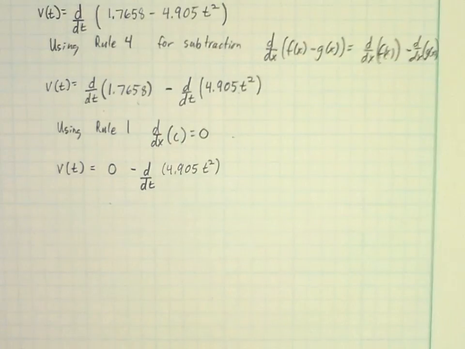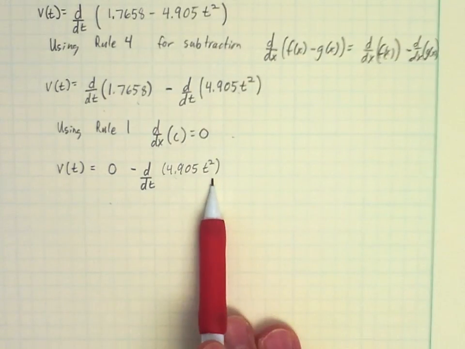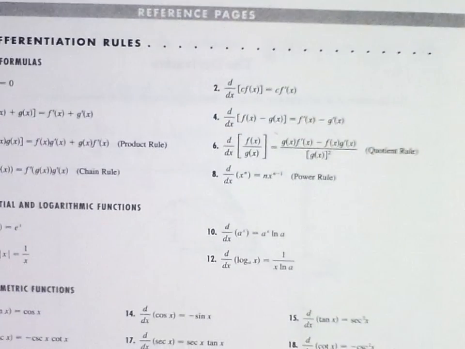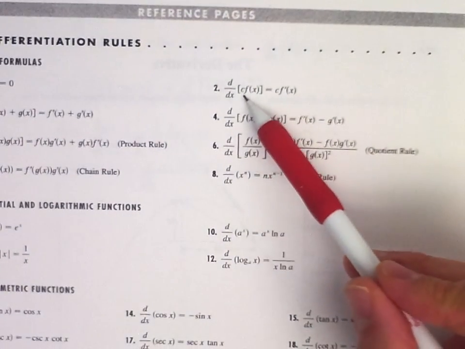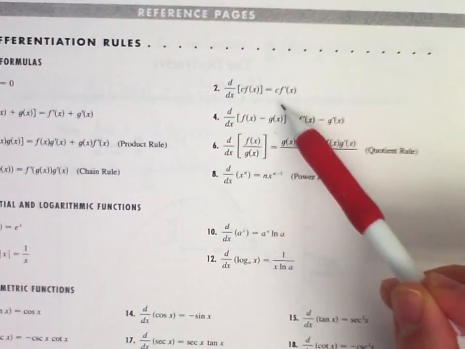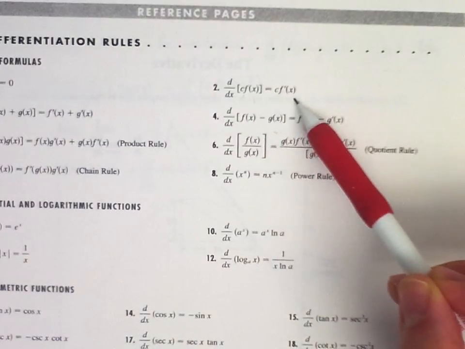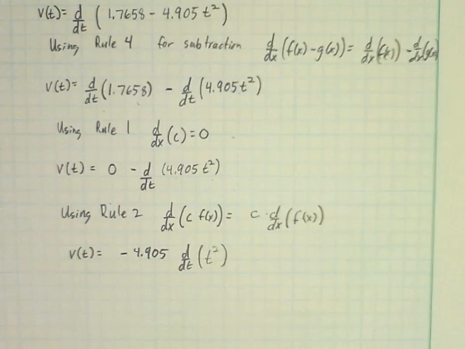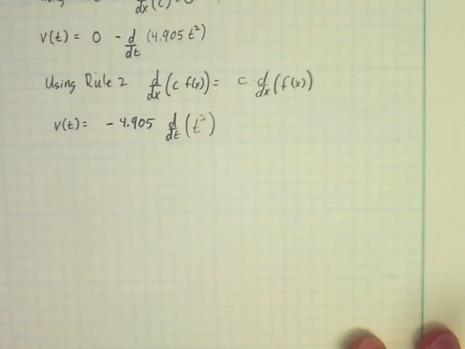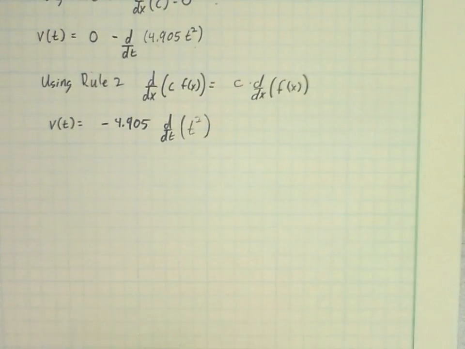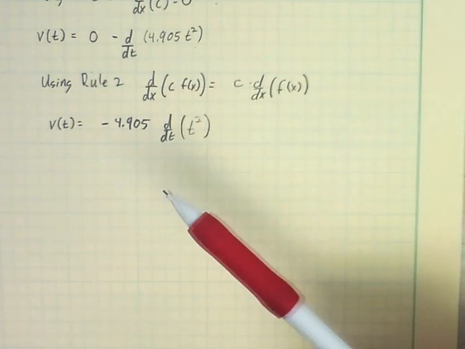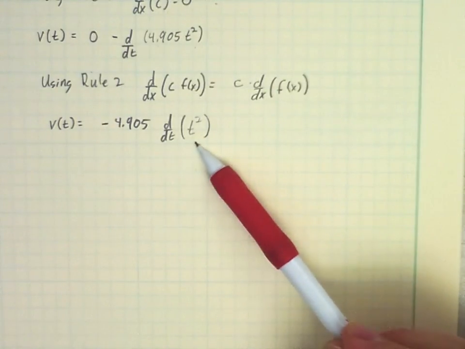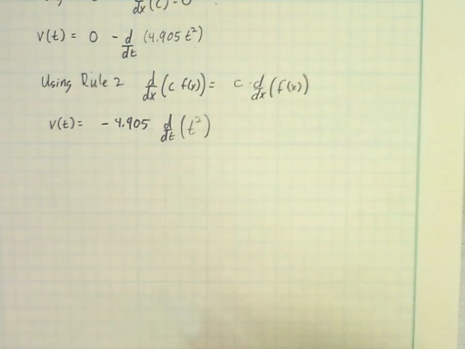How else can I simplify this? Well, I've got a constant here times another function. Is there a rule that deals with that? Yeah, rule 2 says that the derivative of a constant times a function is the same as the constant times the derivative of that function. So I can just pull the constant out front. Let's see what that looks like. All right, so I used rule 2 and simplified this by pulling that constant out front. And now we just have a t squared term in the middle.